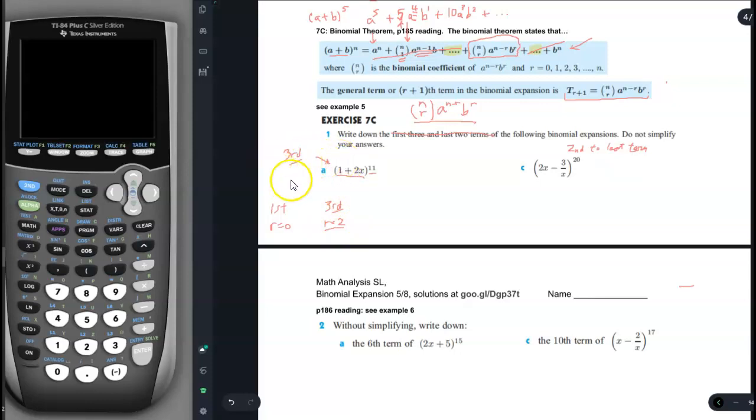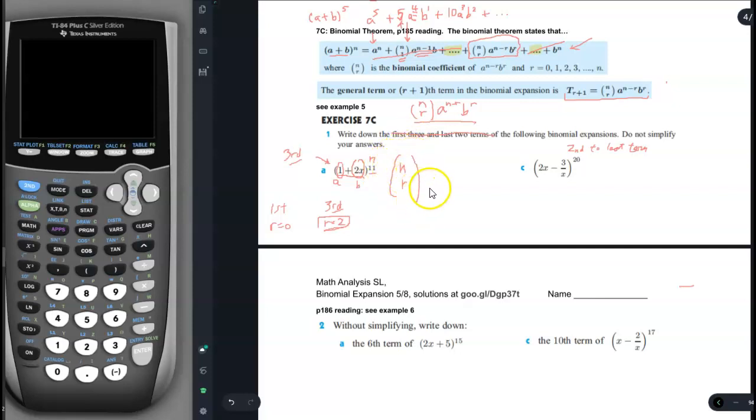We know, in that case, that R is equal to 2. We, of course, know that the 11 is the n value. So all we need to know now is A and B. Well, remember, the first term is A, and the second term is B. And so now we have everything. All we need to do is fill in the expression now.